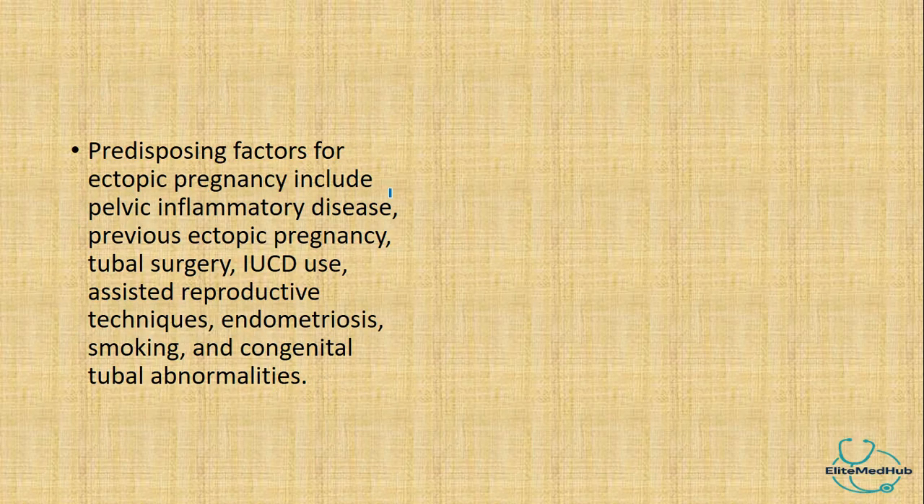In a nutshell, predisposing factors for ectopic pregnancy include pelvic inflammatory disease, previous ectopic pregnancy, tubal surgery, IUCD use, assisted reproductive techniques, endometriosis, smoking, and congenital tubal abnormalities.